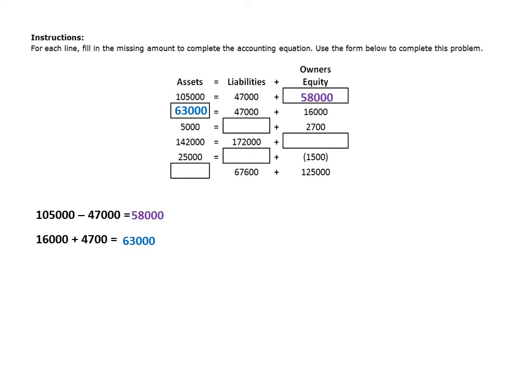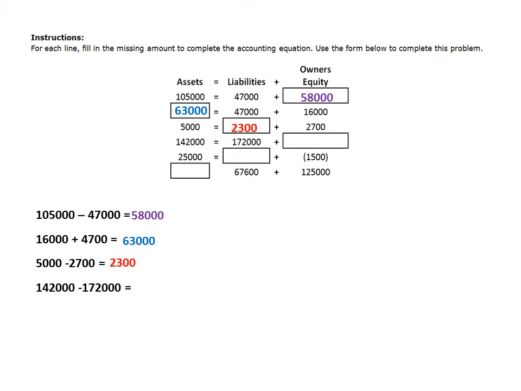Next one, we have 5,000 in assets. We're looking for the liabilities, and we have 2,700 in owner's equity. So what we're going to do is subtract the owner's equity from our assets to find our liabilities, or 5,000 minus 2,700, and that gives us 2,300.